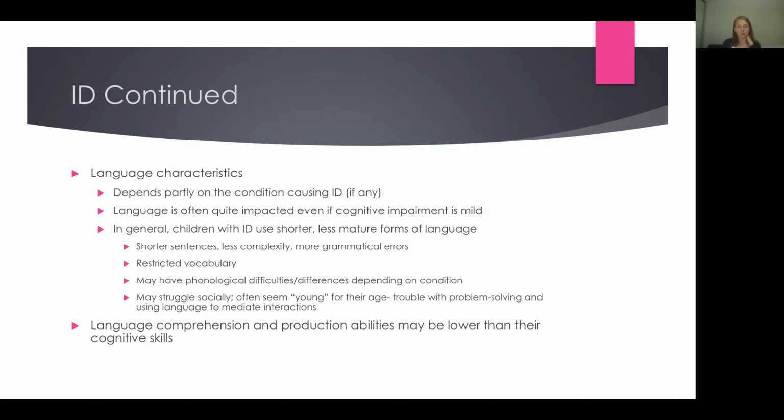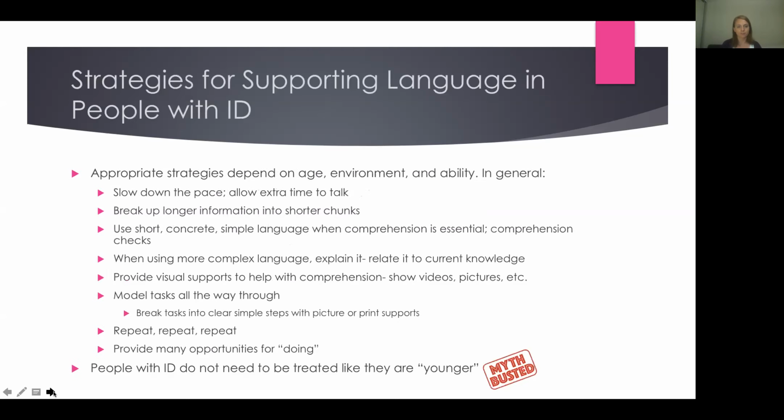We also know, remember we said that their language is often quite impacted. It may seem that their language is very severely delayed, even if they only have a mild cognitive impairment. So their cognitive skills might be just kind of borderline, but their language can be quite severe. So what can we do to help these people? In general, it really depends on the individual person, but there are some things that sort of universally help.